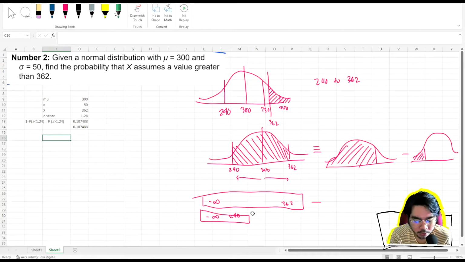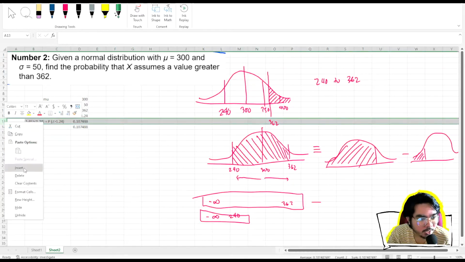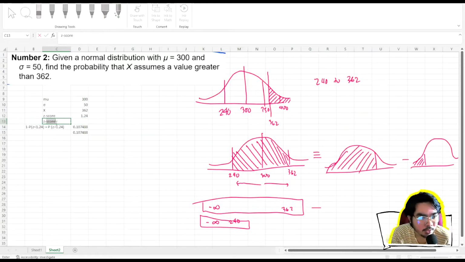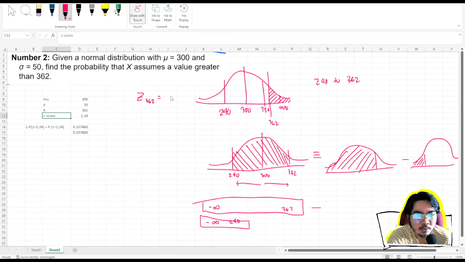So again, we can use norm.s.dist or norm.dist. So let's just say we use norm.s.dist na lang, no? Para we will use this z transformation na yun. So if that's the case, then we'll have to add another z-score value, no? This is the z, and usually pwede mo isulat like this, no? If this were handwritten, usually ganito siya sinusulat. So z of 362 is equal to 1.24. Tapos z of 240 is equal to blank.